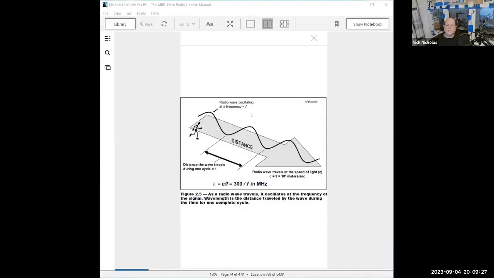Let's share screen, go back to the book. Here it is. So that's why this distance traveled by the wave is so important. By the way, you can use this formula to help you calculate the dimensions of an antenna. We're going to discuss that later in the class. I'm also going to give you a formula that works in feet, but it's a lot easier to deal with.